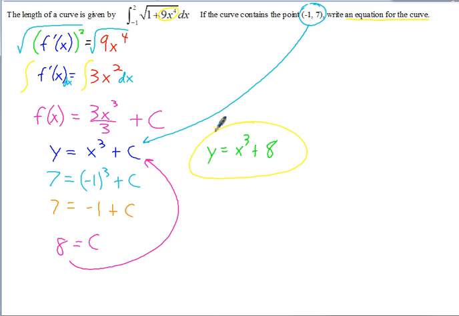And that concludes the notes for AP Calculus on the topic of arc length.